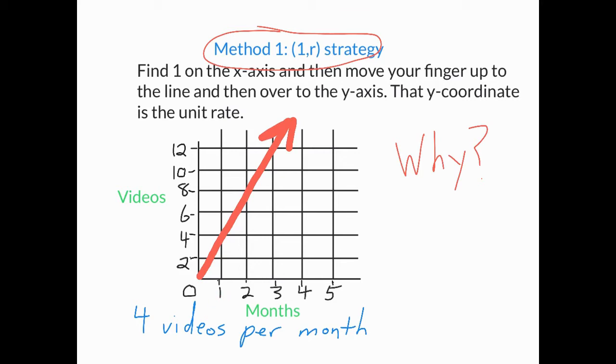So if I'm looking for a unit rate of videos per month, what does that mean? It means how many videos does the teacher make for every 1 month? Well, if I want to know that, I just find 1 over here. It's very convenient for me. And then I just see how many videos go along with that. So it just follows directly from the definition of a unit rate. Videos per month means the number of videos in 1 month, and that's why we have to find 1 over here on the x-axis.